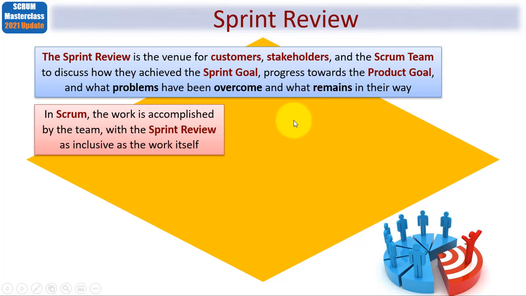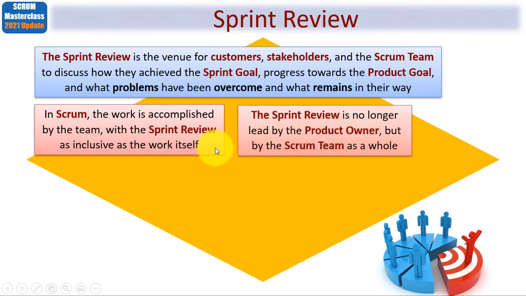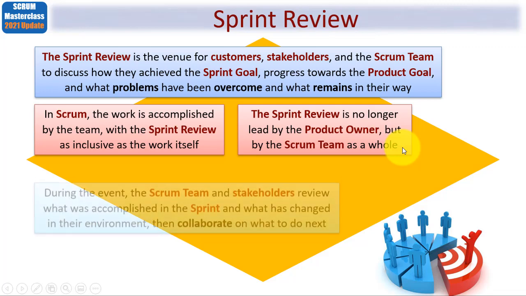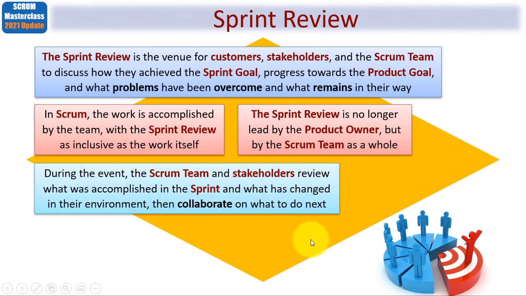So in Scrum, the work is accomplished by the team, with the sprint review as inclusive as the work itself. You see, the sprint review is no longer led by the product owner, but by the Scrum team as a whole. Remember my early definitions, showing that the Scrum team is now the Scrum Master, the product owner, and the developers. So during the sprint review event, the Scrum team and stakeholders review what was accomplished in the sprint and what has changed in their environment, and then collaborate together on what to do next.